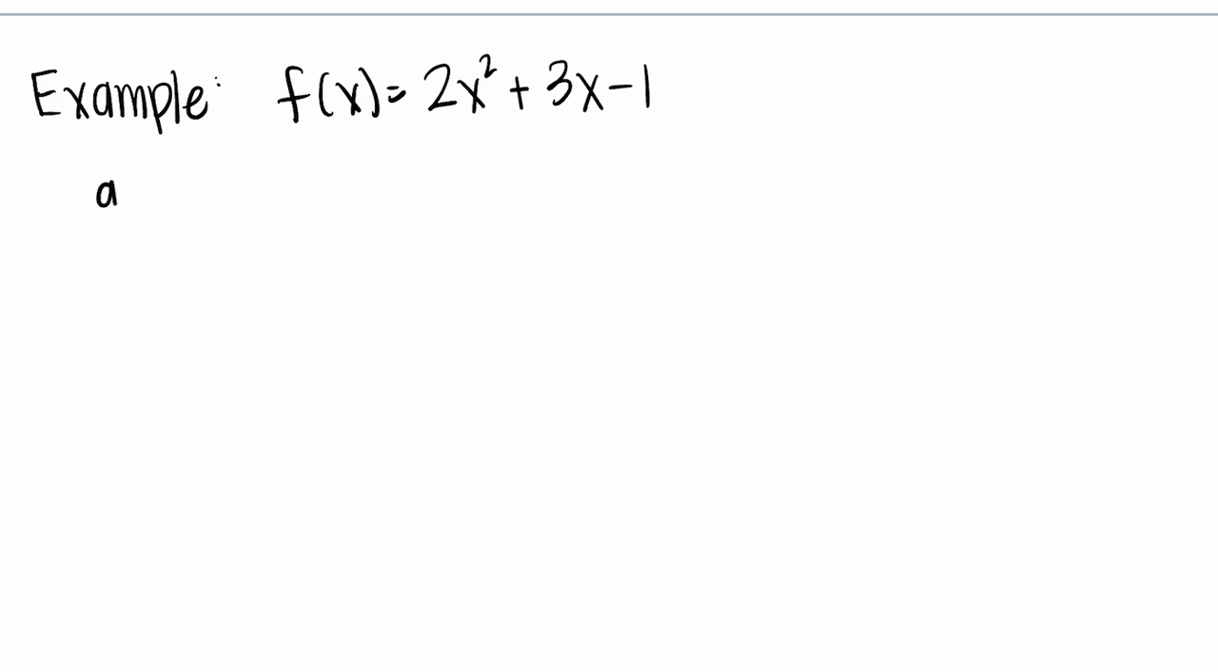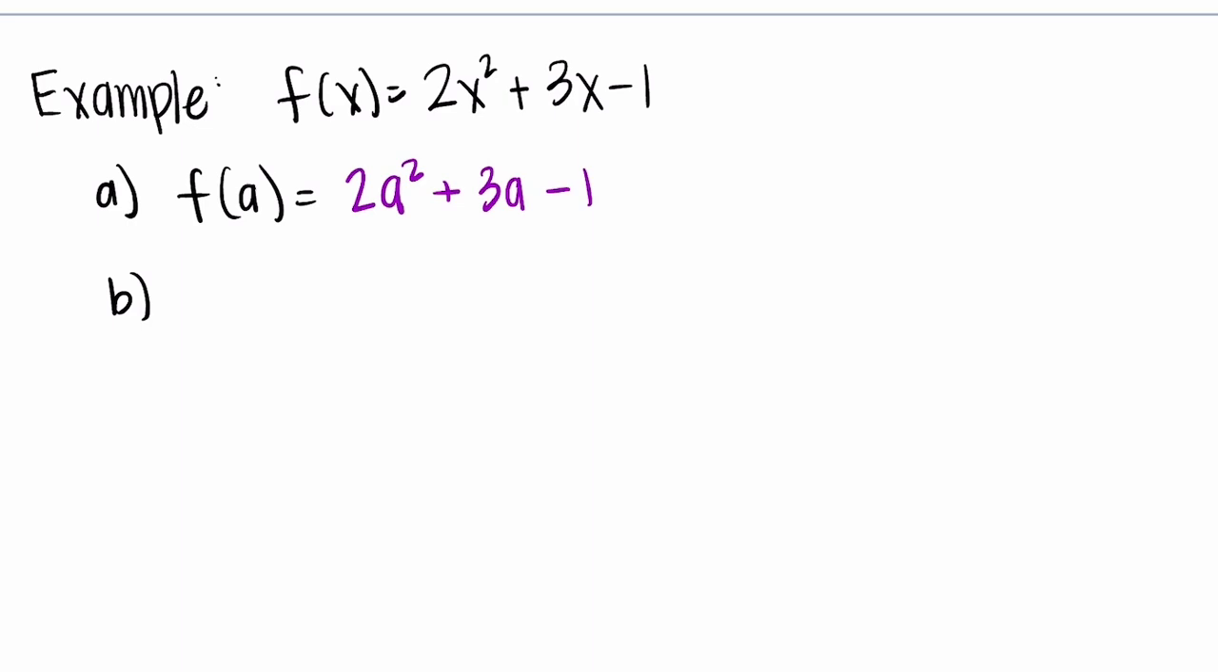So the first one I'm going to look at is, I want to find what is f of a equal to. What am I going to do with that a? I'm just going to replace the x's. So this would be 2a squared plus 3a minus 1. And that's all we're going to do. There's nothing else we can do to simplify it. That is my answer. Questions on that?